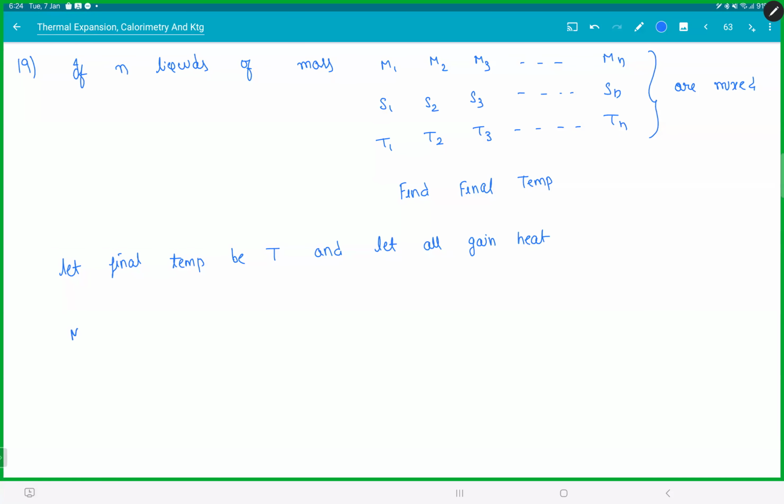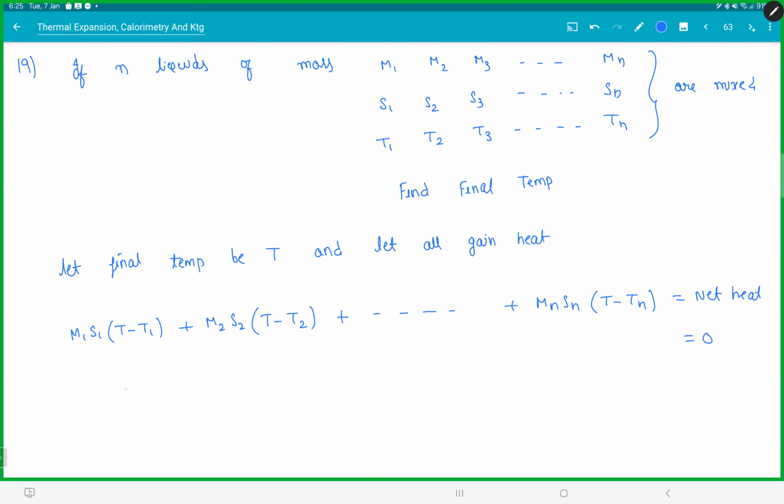Then the first body will gain how much heat? M1, S1, T final minus T1. The second one will gain M2, S2, T final minus T2. So on, Mn, Sn, T final minus Tn. This is the net heat gain. But this should be zero because the system is isolated. Agreed? All can't gain heat.